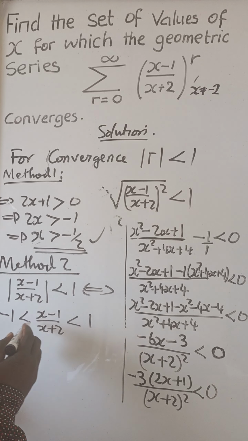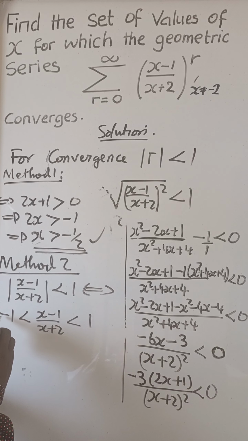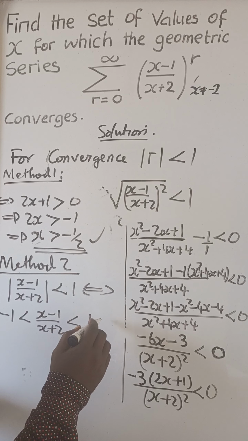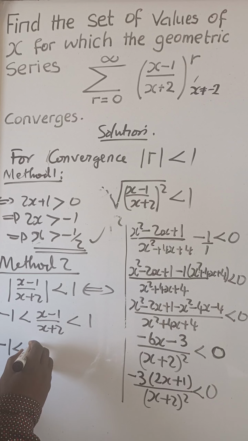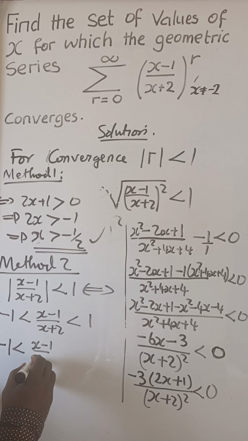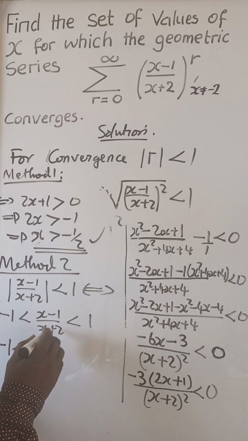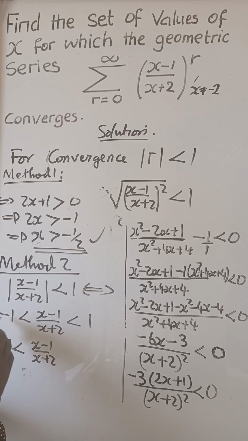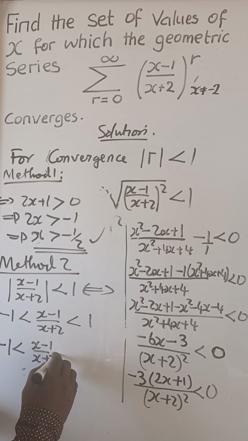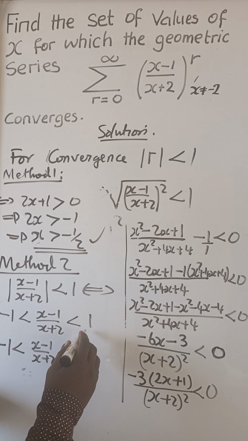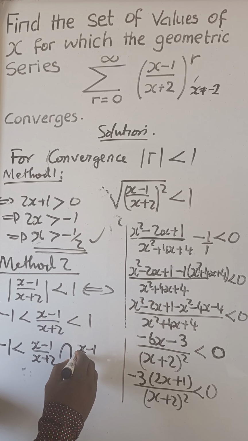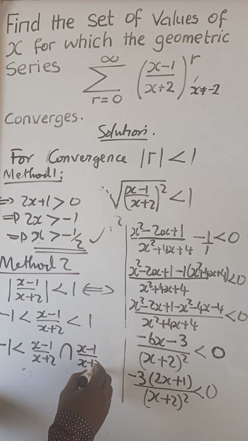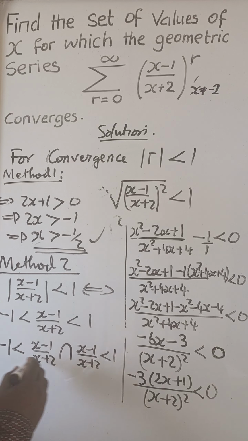Now, how do we solve this? The middle member will go with this left-hand member, and this same middle member will go with that right-hand member. So we're going to split it into two different inequalities. The middle member goes with the left-hand member to form the first inequality, and we will intersect our solution when we take that same middle member and the right-hand member. So this inequality has been split into two.